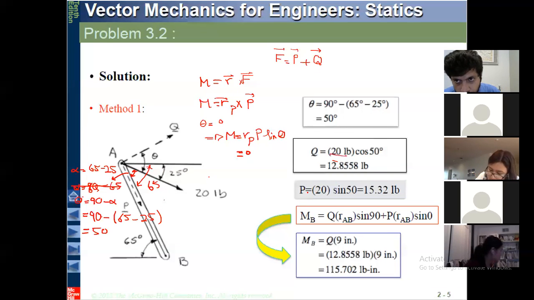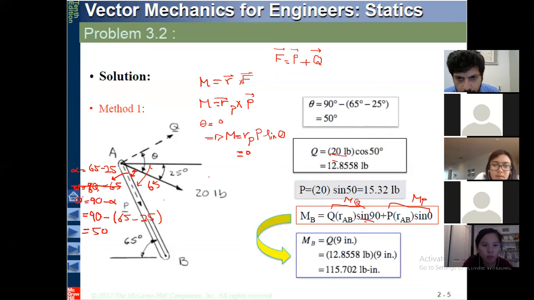And in the same manner, you can calculate the magnitude P, which is 20 sine of 50. So you're going to have M of B, Q R AB sine of 90, which is the angle between Q and R of P, as I didn't note it here. Well, this is actually the total of two moments. So you can call this MQ, and you can call this MP.